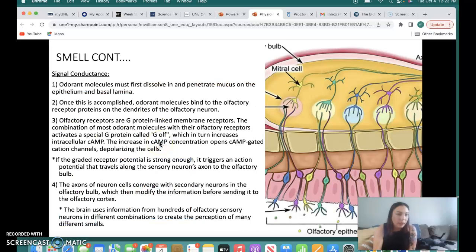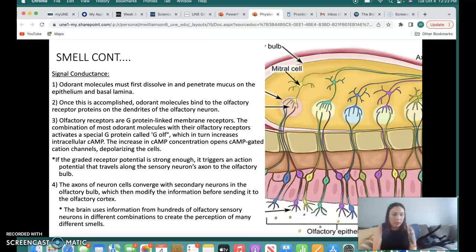Smell continued. Now we're going to talk about signal conductance. Odorant molecules must first dissolve in and penetrate mucus on the epithelium and basal lamina. So we're talking about down in here. Once this is accomplished, odorant molecules bind to the olfactory receptor proteins on the dendrites of the olfactory neurons. So these are the dendrites. Olfactory receptors are G protein-linked membrane receptors.